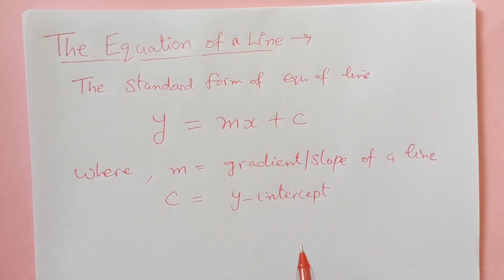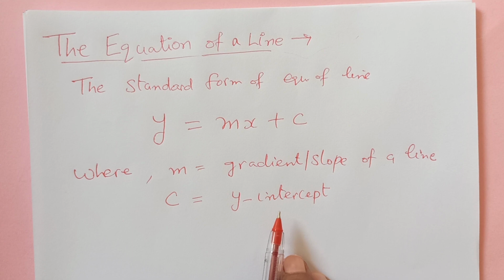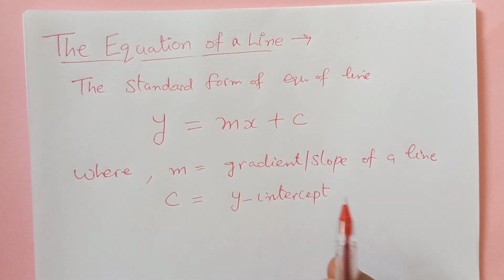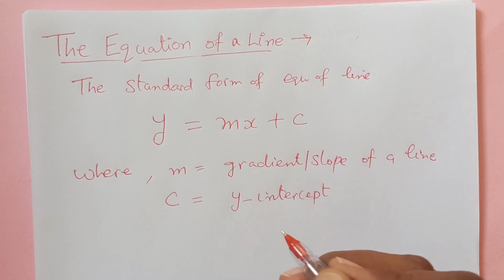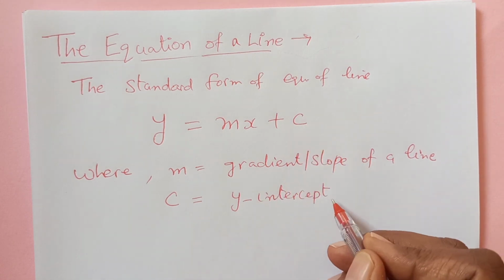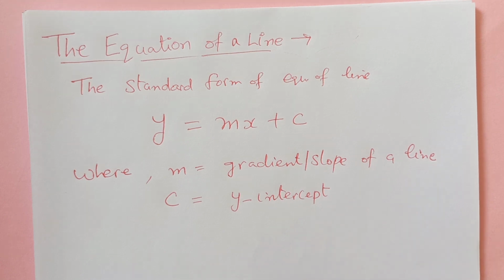So what is the y-intercept? The y-intercept is the point at which the line crosses the y-axis, and its y-coordinate is equal to the constant term. So here c is always a constant term, a constant number. So the y-intercept is where the line crosses the y-axis.